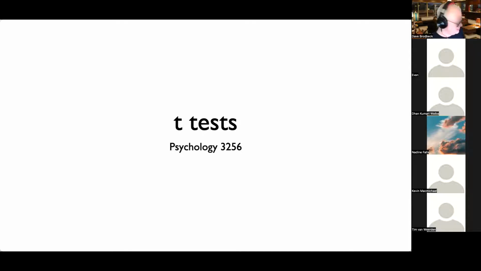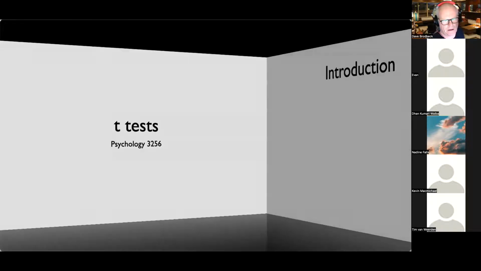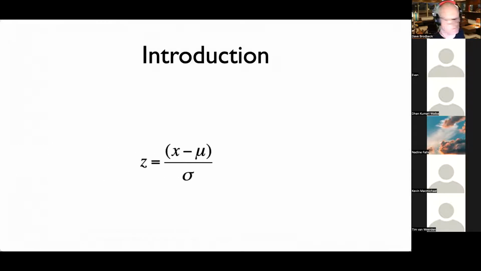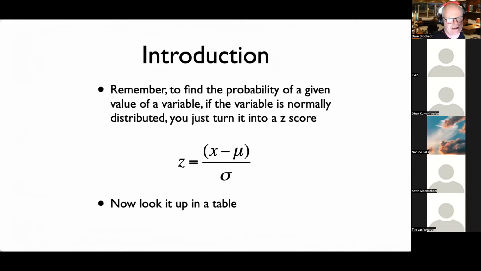So I'm going to talk about t-tests today. Right. So remember, to find the probability of a given value of a variable, we just talked about this last class, and the variable is normally distributed, we turn something into a z-score, that's this here, and then we look up the probability in a z-table, and it literally tells us the probability because, as I mentioned last time, some poor bugger did the calculus for us. Thank you. That's very kind of you to have done calculus for us.